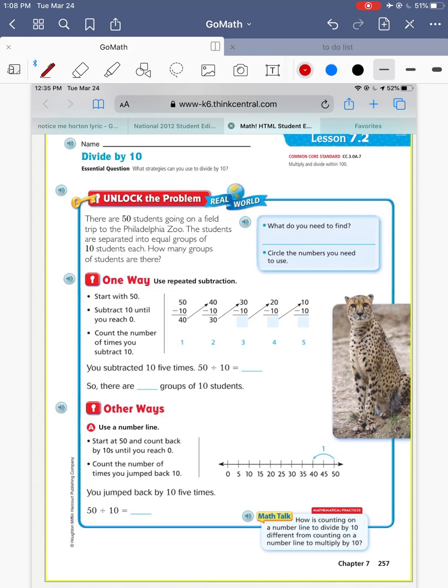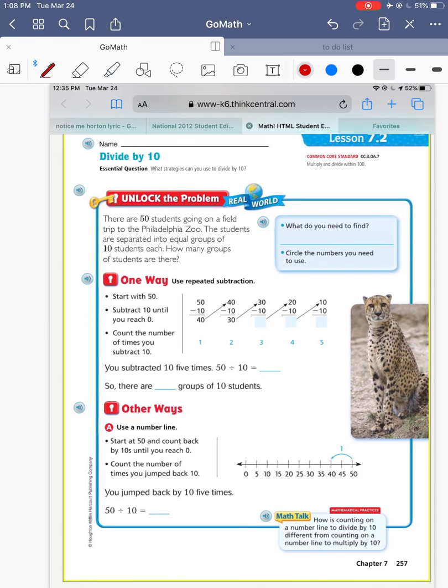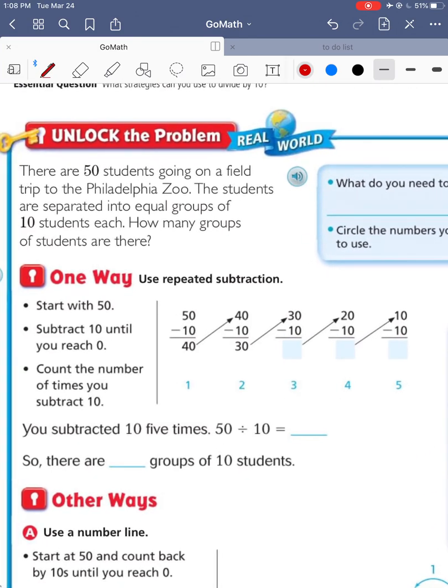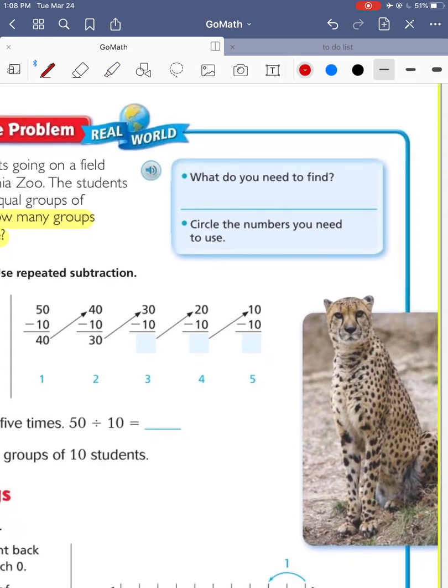There are 50 students going on a field trip to the Philadelphia Zoo. The students are separated into equal groups of 10 students each. How many groups of students are there? What are we trying to find? Remember, that's always the question that they're asking. And it's at the end, how many groups of students are there?